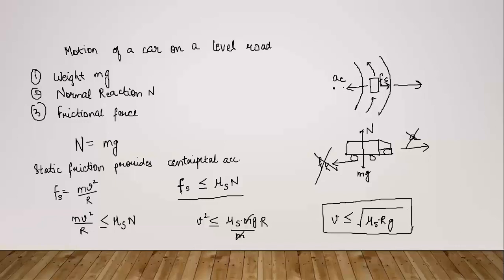under root of μ_s into r into g। अब देखिए μ_s क्या है? μ_s has to be a constant, क्योंकि रोड का जो मटेरियल है और जो कार के टायर का मटेरियल है, इनके बीच का जो स्टैटिक फ्रिक्शन का कोफिशिएंट होगा, that is a constant। r is the radius of that circular turn and g is the acceleration due to gravity. So all these three are constant.